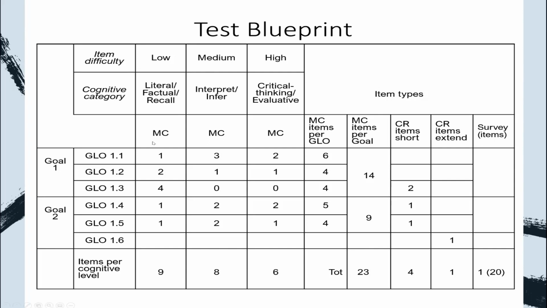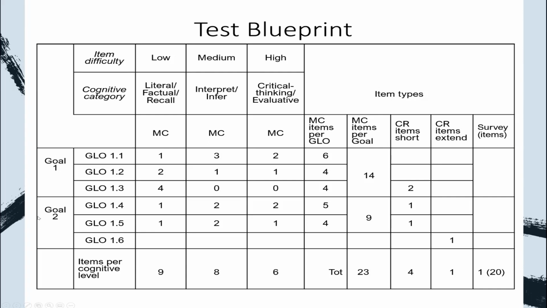Now, the types of items, MC stands for multiple choice. So there are multiple choices measuring that, multiple choices measuring that, multiple choices measuring that. And there can also be constructed response items, short written responses or extended written responses. And also surveys. Surveys can be very useful.